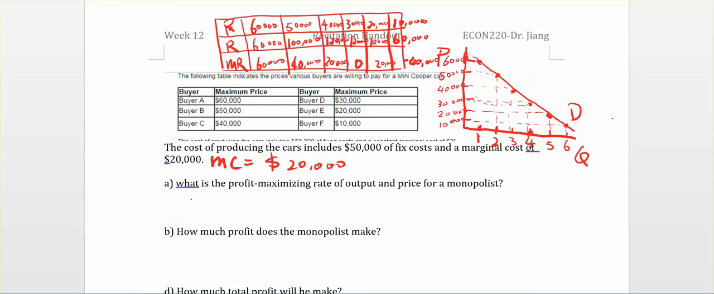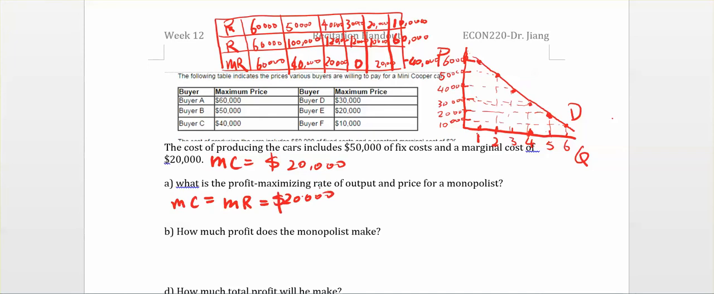So now let's look at the first question. What is the profit maximizing rate of output and the price for the monopoly? We know the profit maximization rule is marginal cost equal to marginal revenue, and we know the marginal cost equals $20,000.